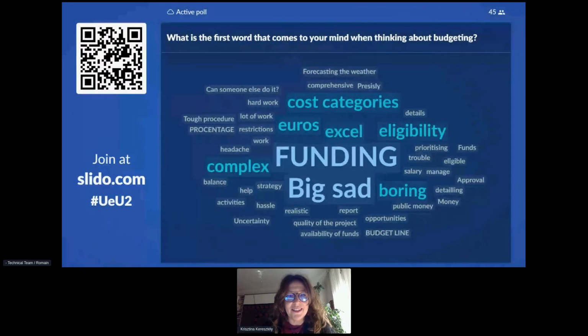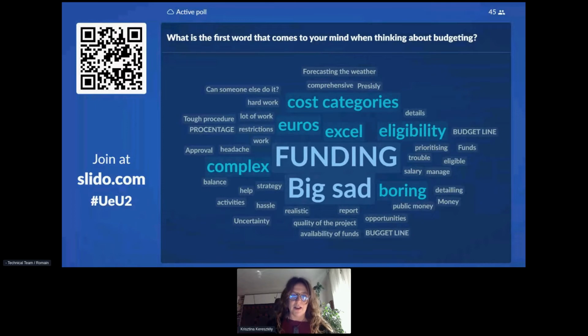So I think that we are all somehow on the same side sometimes. Many of you put, of course, the difficulties of costing and budgeting, which is absolutely true, because we are sometimes afraid of this, and we feel that it is very complex, very difficult, boring, and it comes really at the end when we have already created a nice project, but we now have to make a budget.